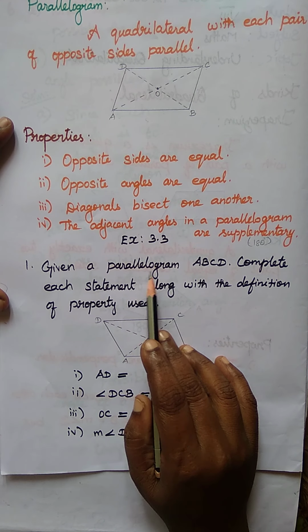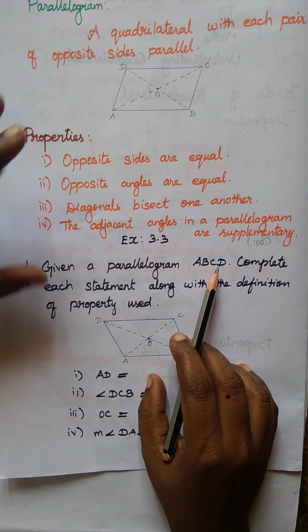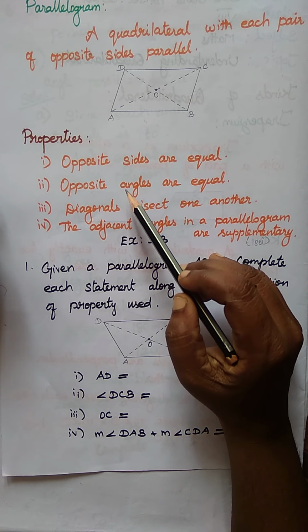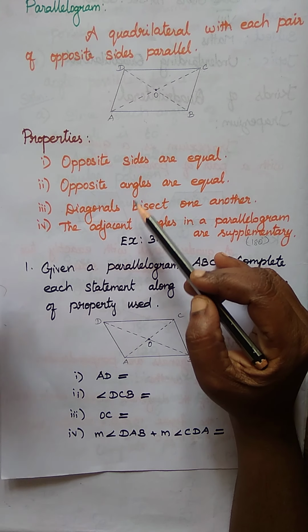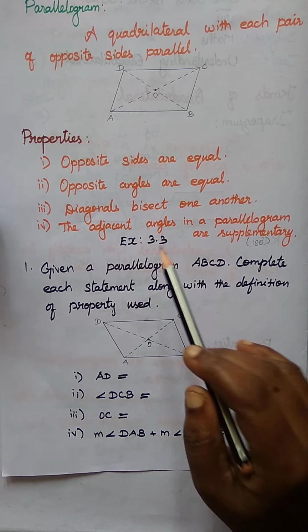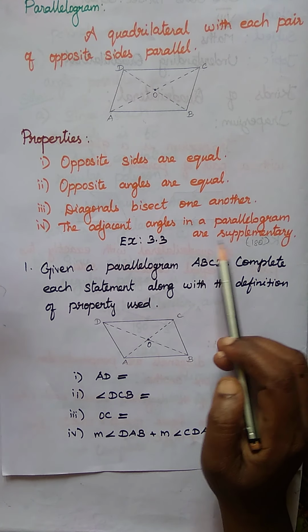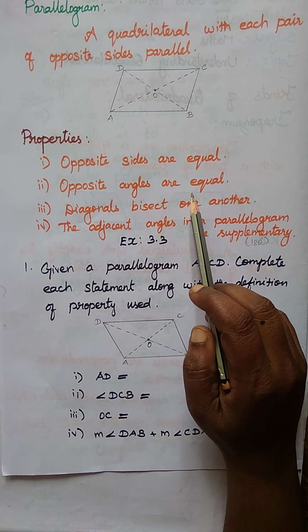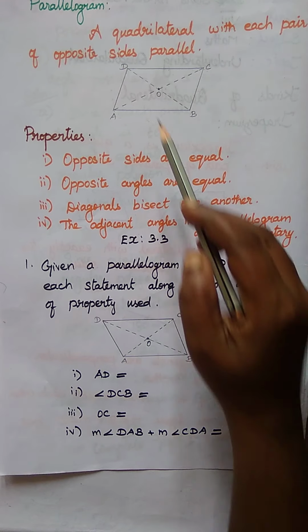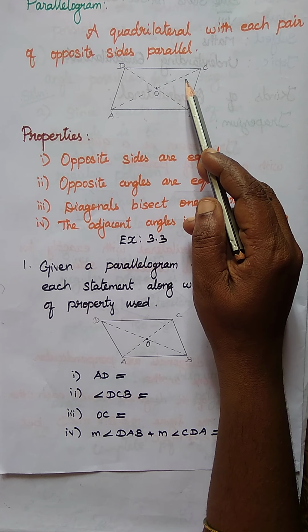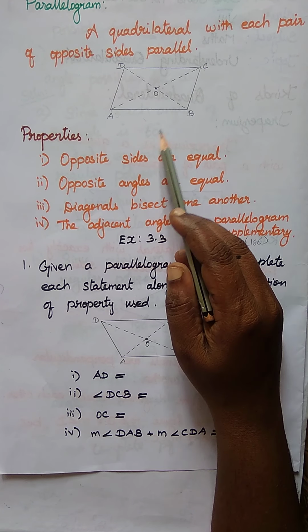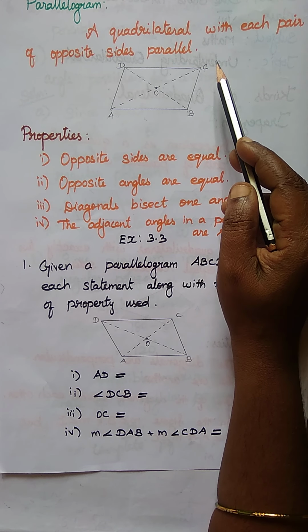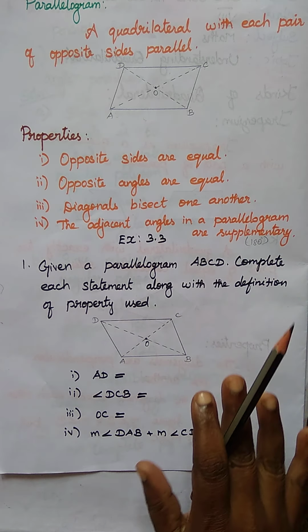Given a parallelogram ABCD. What are the properties of a parallelogram? First, opposite sides are equal, then opposite angles are equal, then diagonals bisect each other, and the last one, the adjacent angles of a parallelogram are supplementary. These are the four properties.